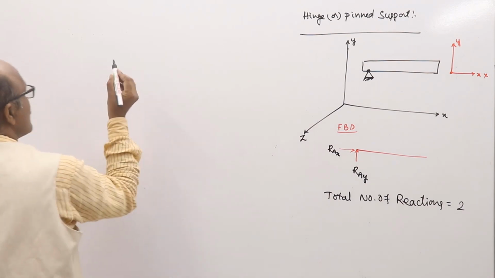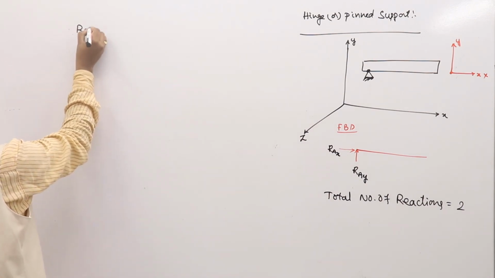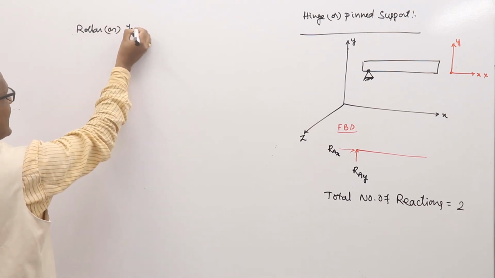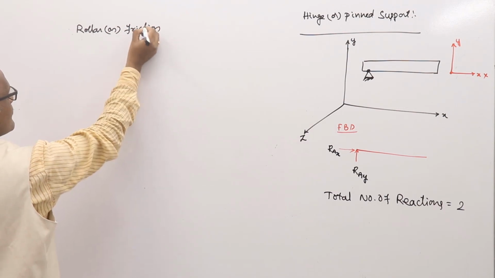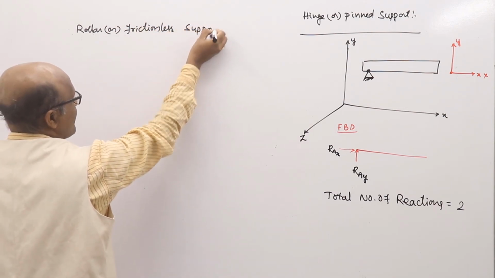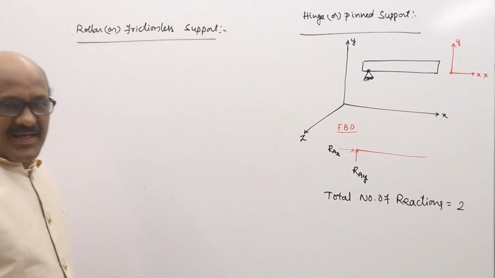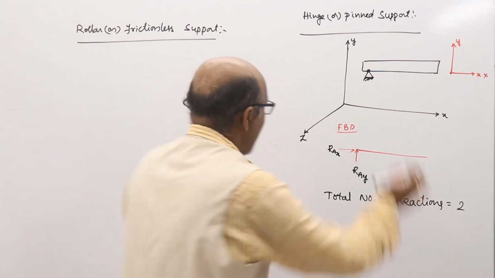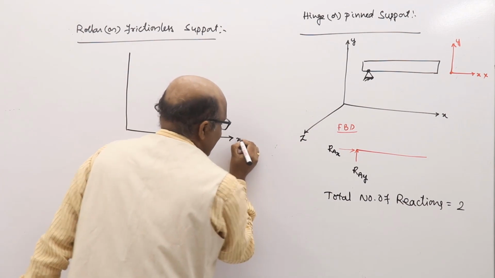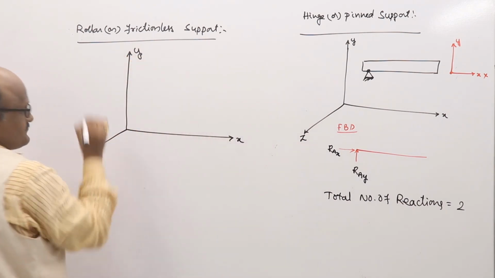Next one, coming to the roller, the next support, my dear students. Roller or frictionless support. So first of all, in similar fashion, we have to draw the x-axis here, y-axis here, z-axis here.